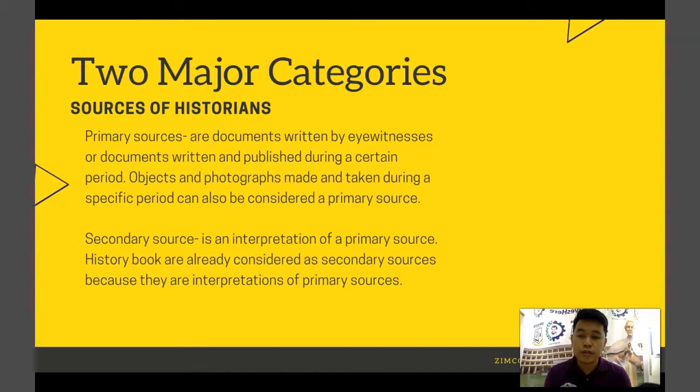So, for example, if the primary source is Noli Me Tangere, if we want to study Rizal, then the secondary source would be a commentary or interpretation of the works of Rizal. Now, history books are now already considered as secondary sources because they are interpretations of primary sources.